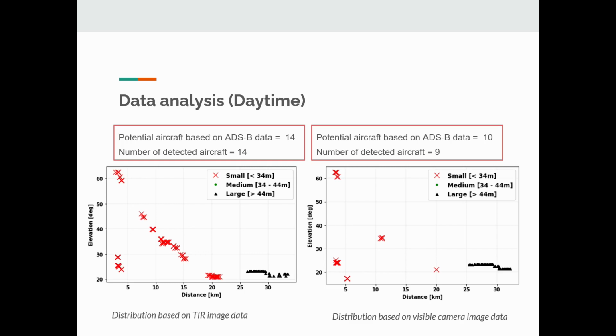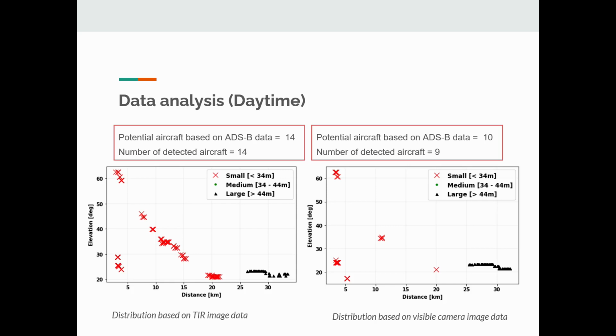Coming to the analysis part. For daytime in thermal infrared, when we compared based on the ADS-B, there were potentially 14 aircraft in the vicinity, and out of 14, all 14 got detected by the thermal infrared camera. It is important that aircraft with length less than 34 meters are detected up to 22 kilometers distance at an elevation of 20 degrees.